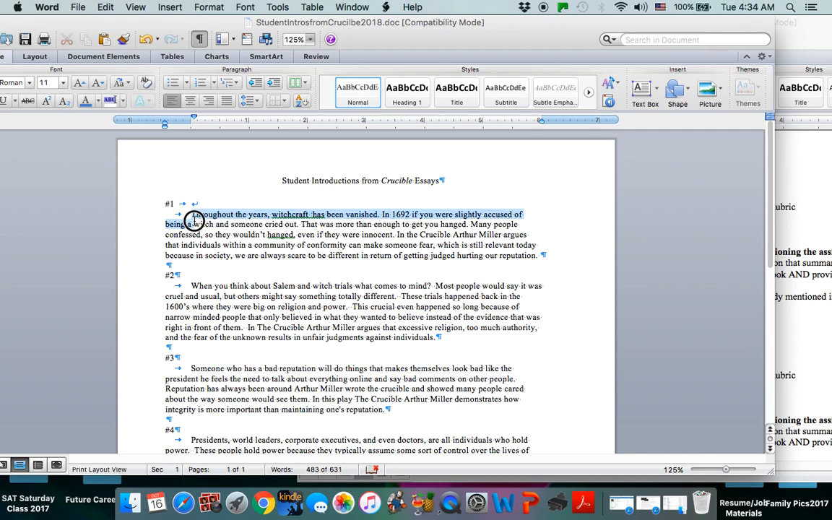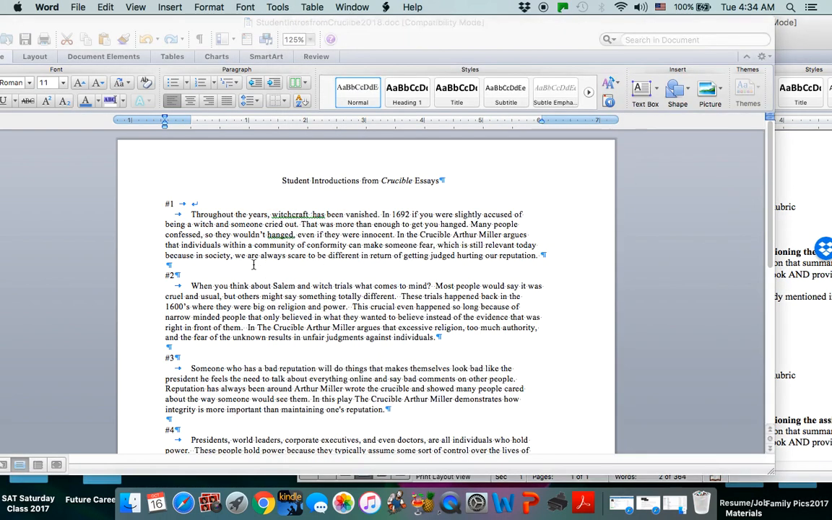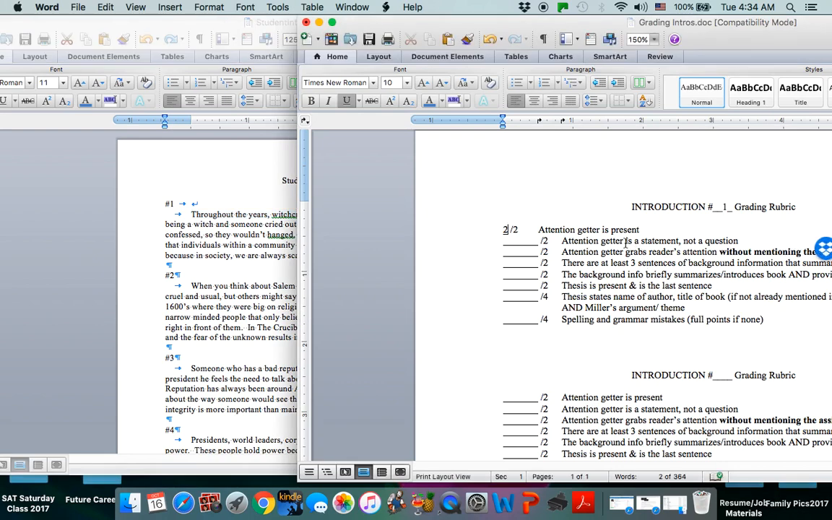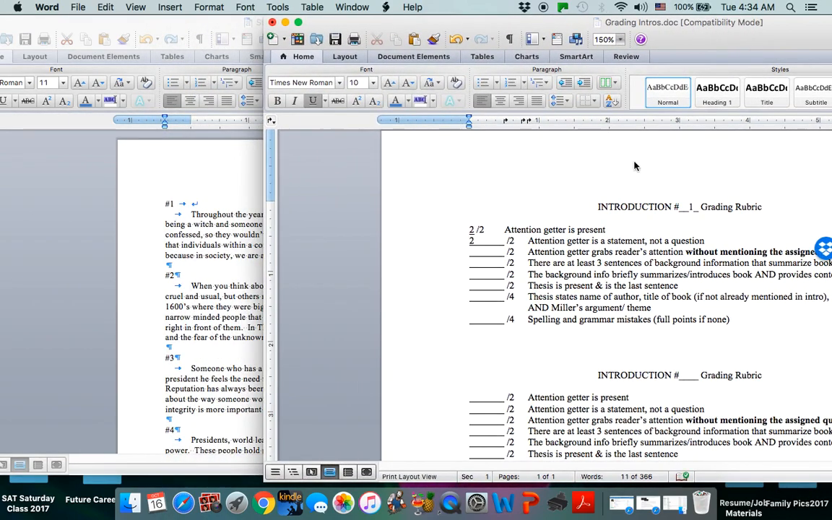It says here, "Throughout the years, witchcraft has been vanished." First of all, is that an attention getter? Yes. And an attention getter is a statement, not a question. Not a question. Sweet. So we're going to put another 2. The attention getter grabs the reader's attention without mentioning the assigned question or book. Does this mention anything about Miller's argument or The Crucible? No. All right, sweet, so we've got that one.